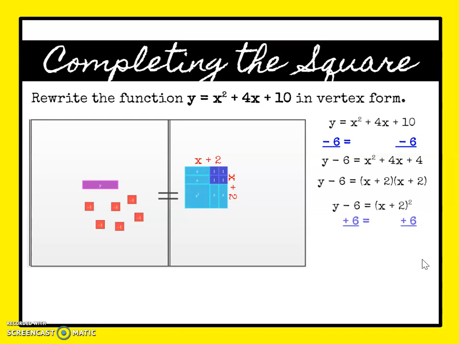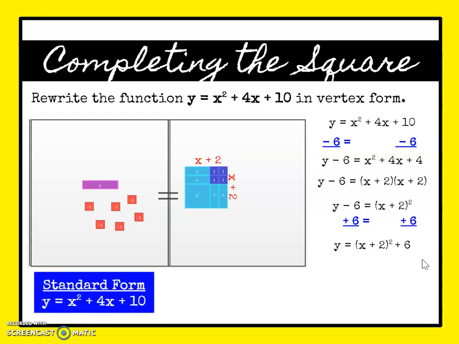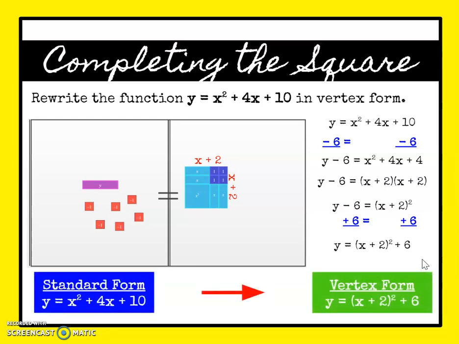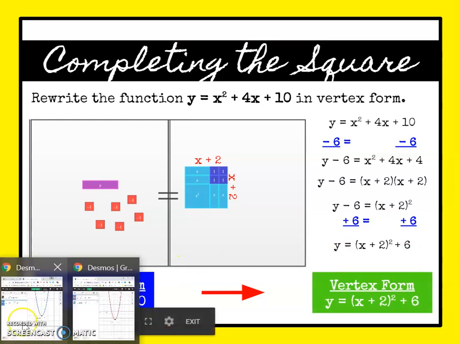And finally, writing it as a function by adding 6 to both sides, y is equal to x plus 2 squared plus 6, changing it from standard form into vertex form. Again, let's just look at this one on a graph.